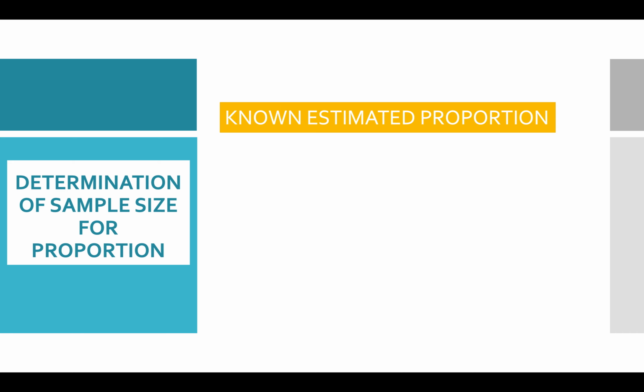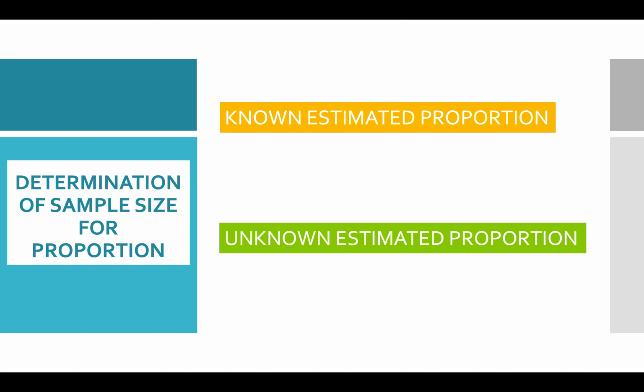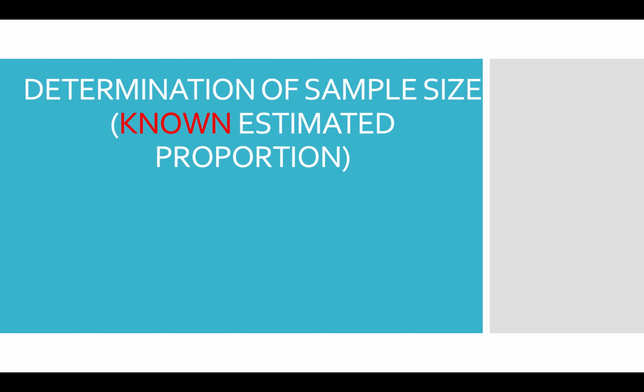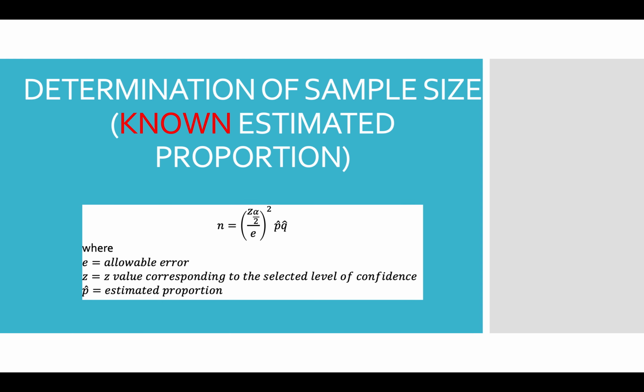Today we continue with how to determine the sample size for proportion. Actually, for proportion we have two cases: first, known estimated proportion, and the other one, unknown estimated proportion. For known estimated proportion, it is given by n equals (z alpha over 2 over e) squared times p hat q hat, and for unknown estimated proportion, it is given by n equals z alpha over 2 squared over 4e squared.